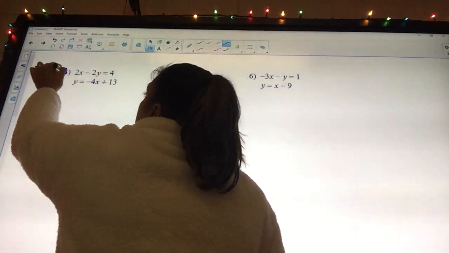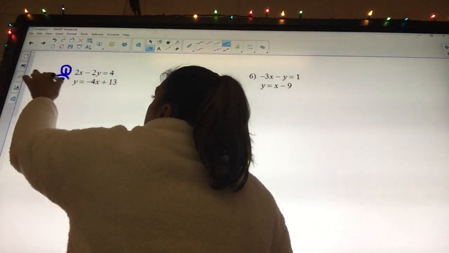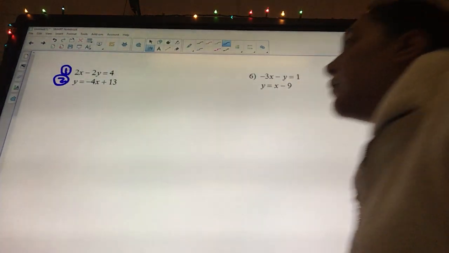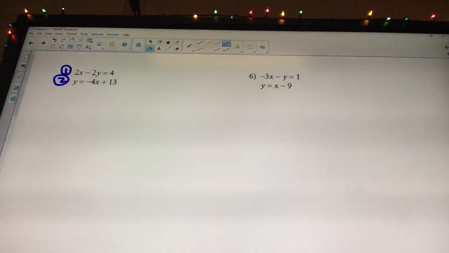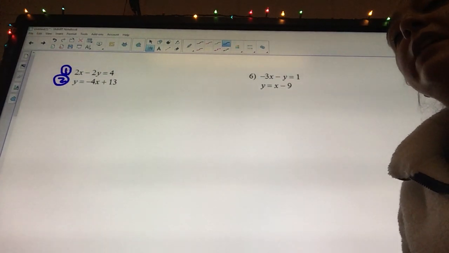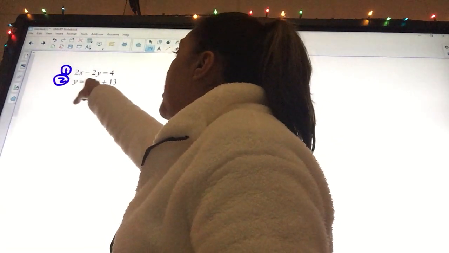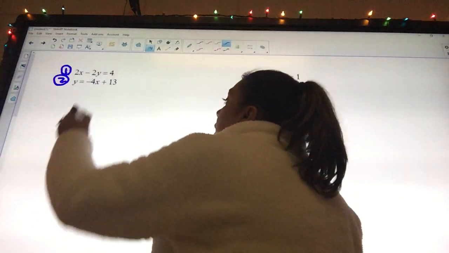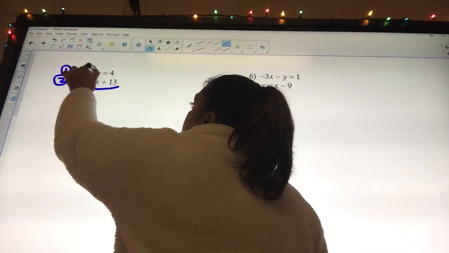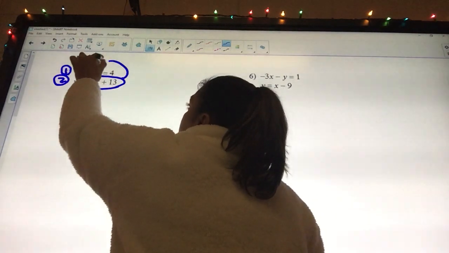Okay, so we're going to label these equation 1, equation 2. Okay, we have to pick one of those equations and solve it for y. So one of them needs to say y equals in order for this to work. Well, this one, the y is all by itself, so we're going to use this one. So we circle it, and it gets plugged into the other one.